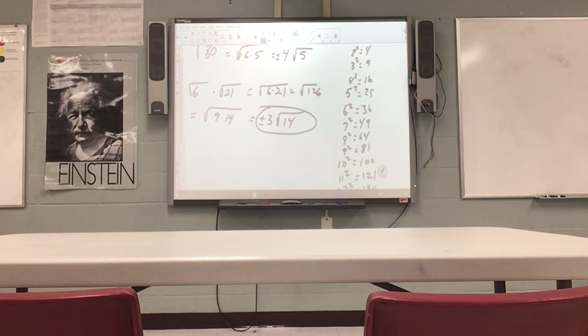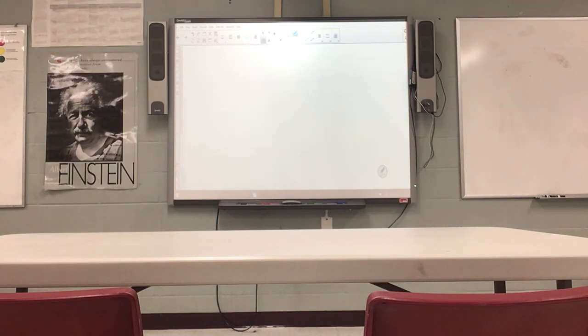Okay, this next one will be kind of easy. Got the square root of 4 over 81. The purpose in this one is to show you that when you're taking the square root of a fraction, you take the square root of the numerator and the square root of the denominator.